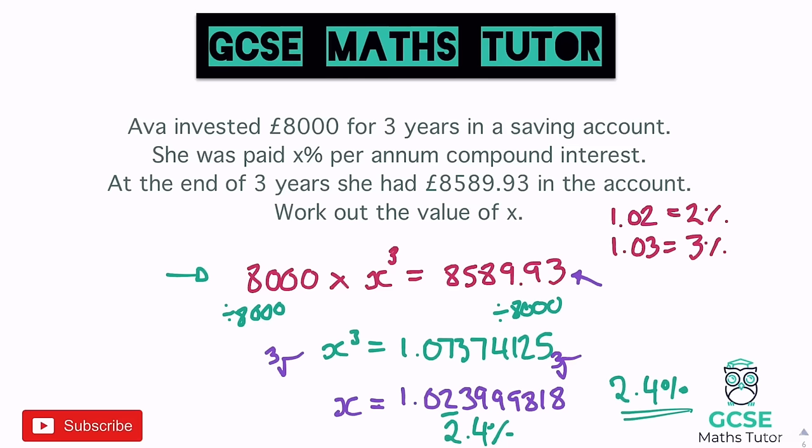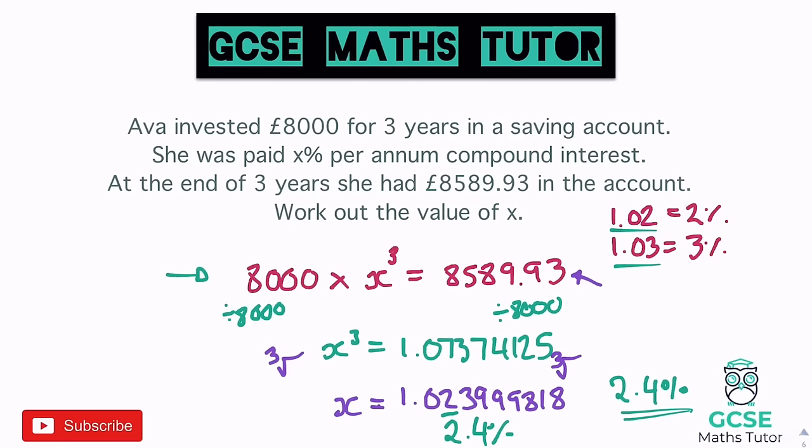Obviously, you just need to remember that in those previous questions, we found the 2%, we found the 3%, by adding it onto the 1, so it was 1.03 up here, or 1.02 in the previous questions. So that 1.023999 is that 2.4% hidden within there. Okay, and that's how we find one of those.